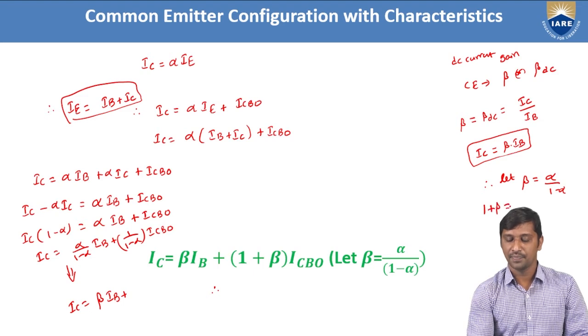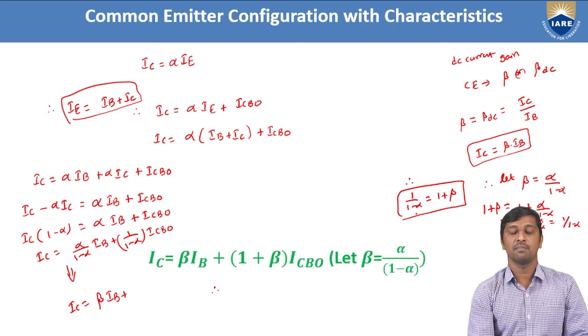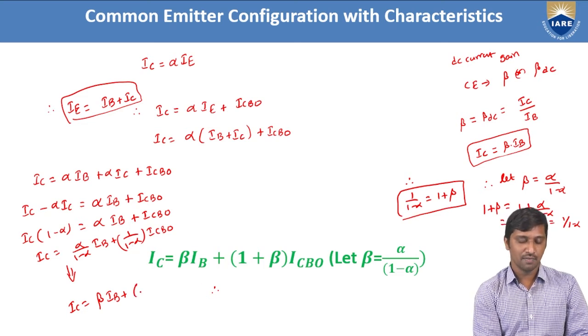1 plus beta means 1 plus alpha by 1 minus alpha. If we simplify this one, what happens? This is (1 minus alpha plus alpha) by 1 minus alpha. Alpha gets cancelled, that is equal to 1 by 1 minus alpha. So we know this relation: 1 by 1 minus alpha is equal to 1 plus beta. Hence, 1 by 1 minus alpha, I'm going to write as 1 plus beta into your ICBO.